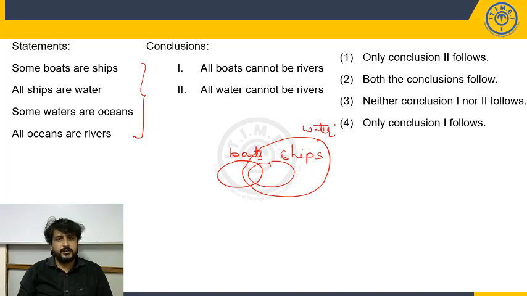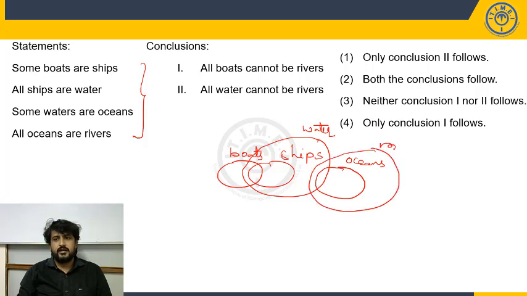Now what is the third statement? Some waters are oceans. All oceans are rivers. So all these oceans should be inside the rivers. Now, what is given here? The first conclusion: all boats cannot be rivers. And what is the second conclusion? All water cannot be rivers.